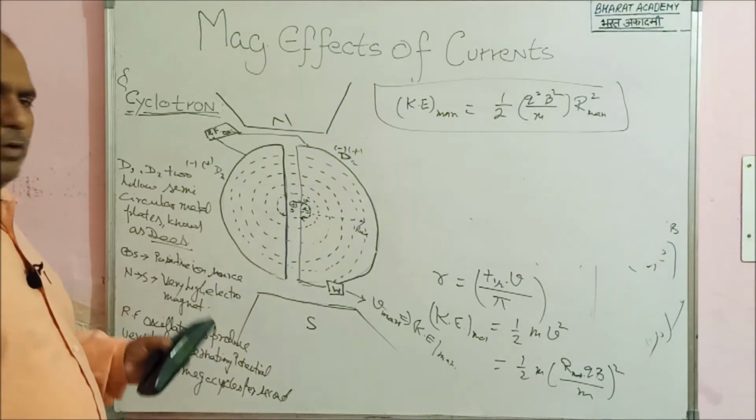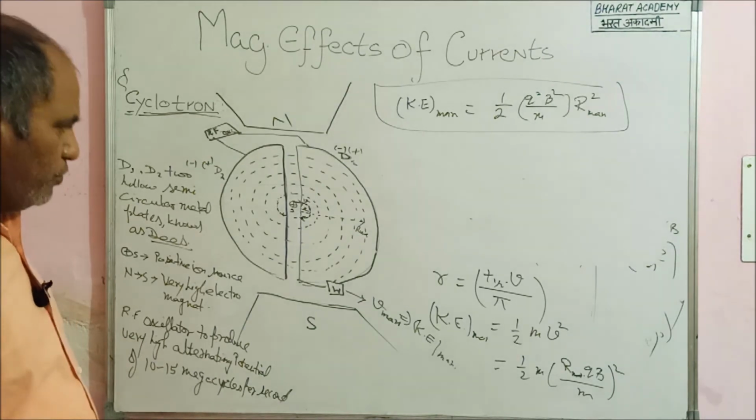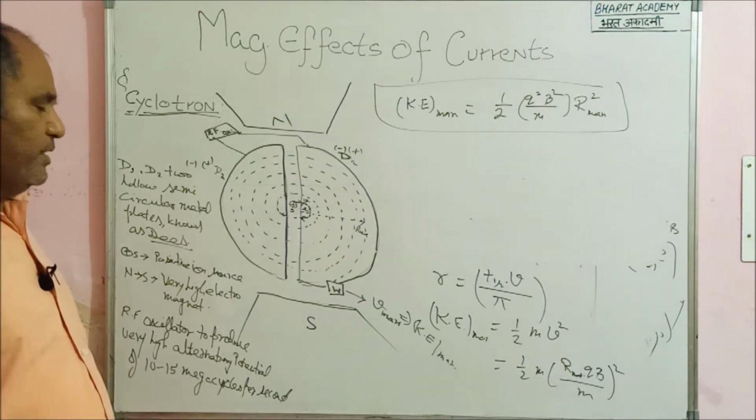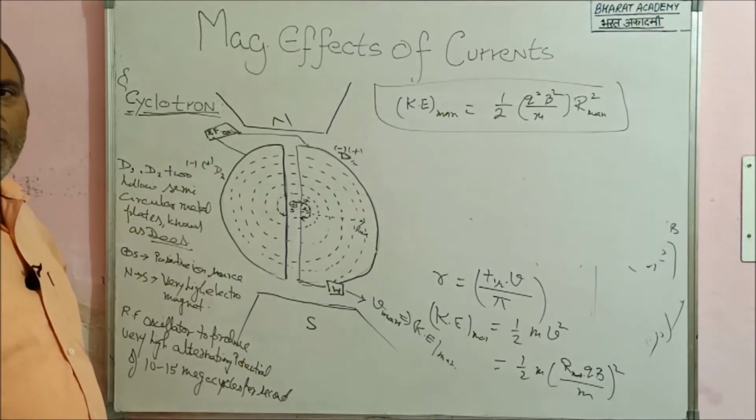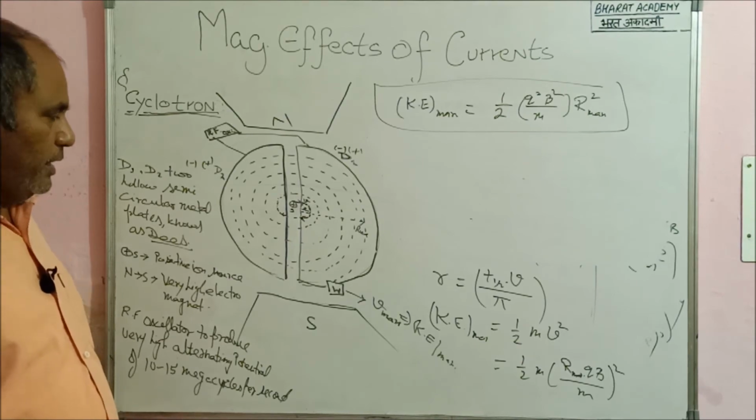Though it is an olden-age device, it is still used for disintegration purposes, to increase the velocity of proton or deuteron, right?